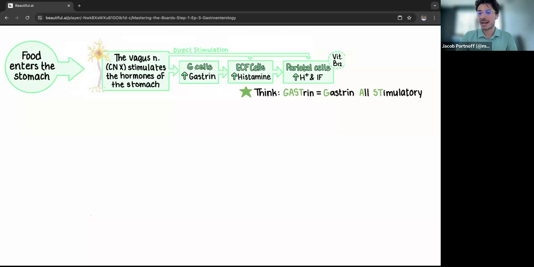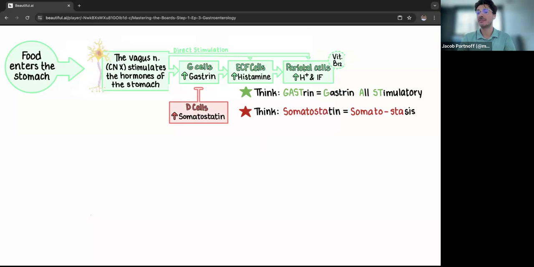A little fun memory trick, guys, is that gastrin, you're going to think gastrin all stimulatory because it's essentially the first one in the pathway that just stimulates the ECL cells to produce histamine, which then stimulates the parietal cells to secrete hydrogen. So remember that. And then you're going to remember that you have something called somatostatin that comes from our D cells.